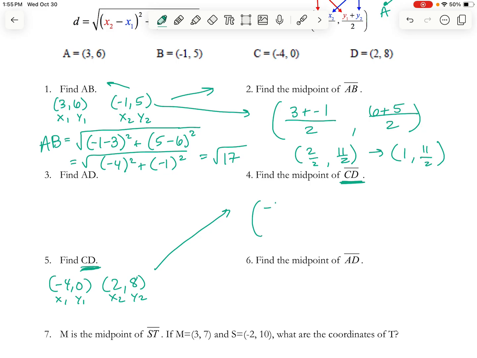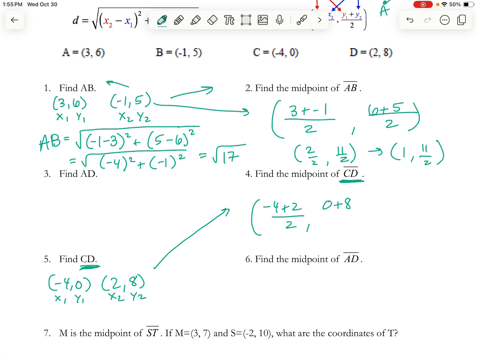You're doing the average. Negative 4 plus 2 over 2, the x's added together, comma, 0 plus 8 over 2. That gives us negative 2 over 2, which is negative 1, 8 over 2, which is 4, and negative 1, 4 is exactly in between those 2 points. So that's the midpoint. Your distance here, CD, aka the distance between these 2 points, x2 minus x1 squared plus y2 minus y1 squared.